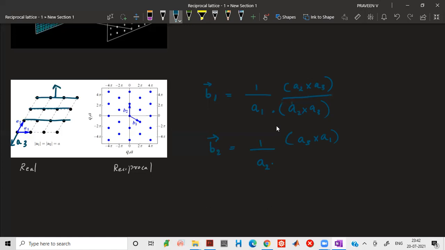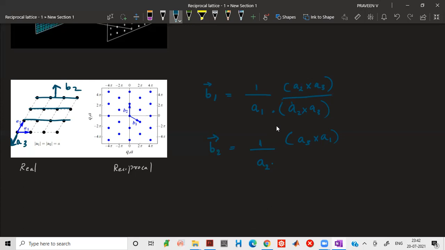So the planes will always be parallel to the other vector, the A1 vector, which means this B2 vector and the A1 vector will be perpendicular. If there is an A3 vector, the same argument applies here. So the B2 vector will be perpendicular to both A1 and A3, and the magnitude will be inversely proportional to A2. So we consider this inversely proportional relation, 1 by A2, and it should be perpendicular to both A3 and A1.